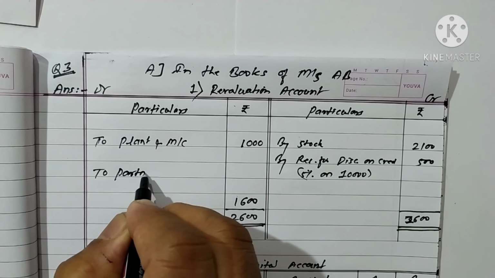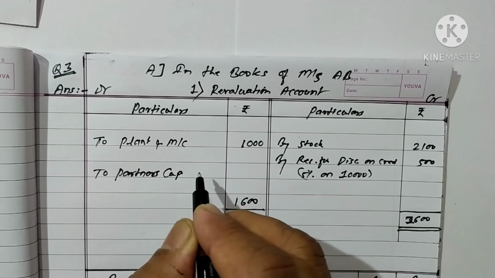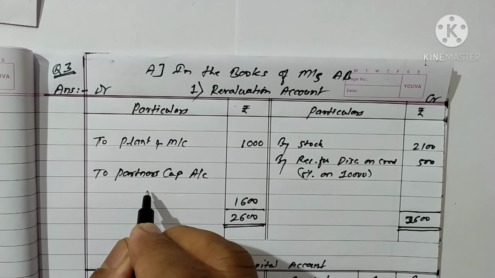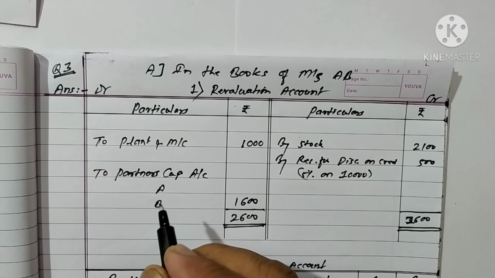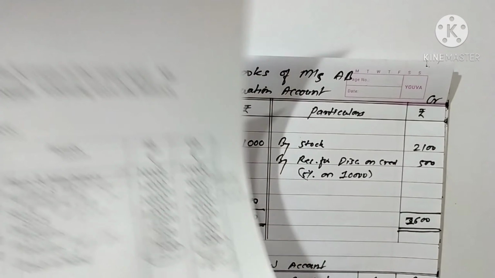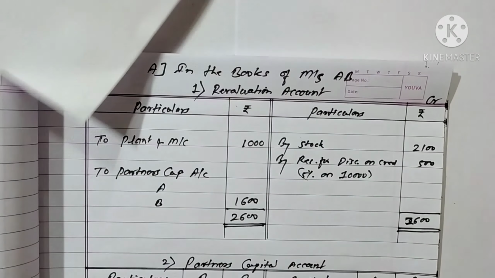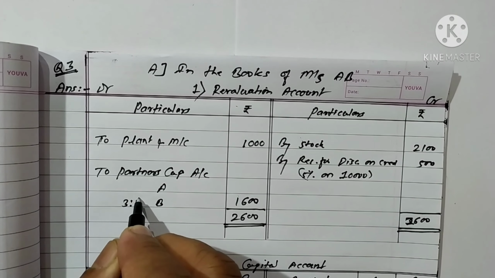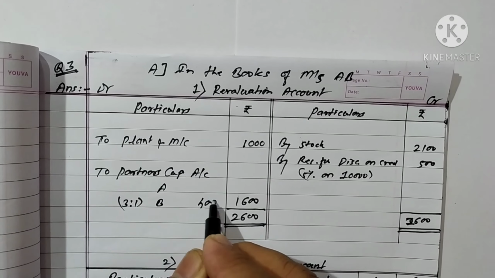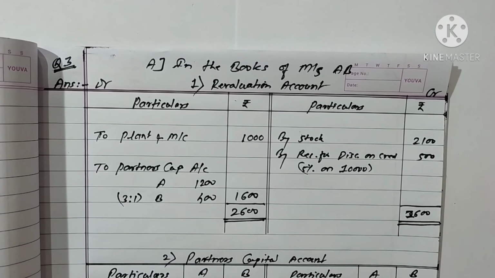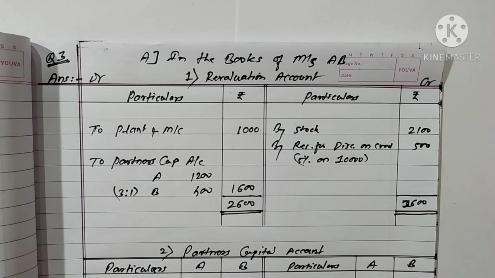This is the revaluation profit, transferred to partners' capital account. To partners' capital account, partners A and B. Profit sharing ratio is 3:1. We divide in this ratio 3:1. Here 1,200, here 400. The profit is transferred to partners' account credit side.